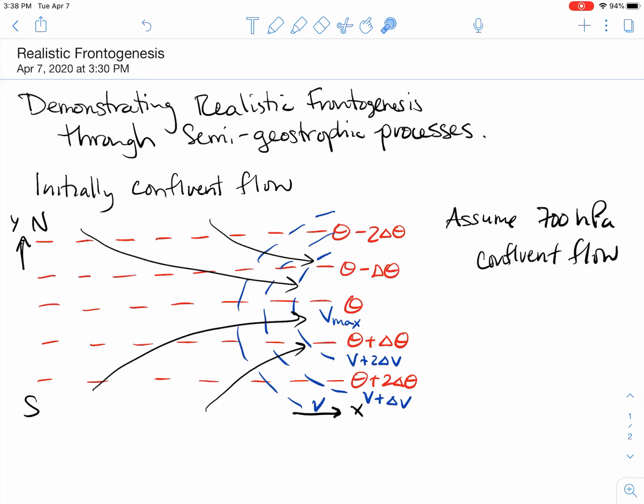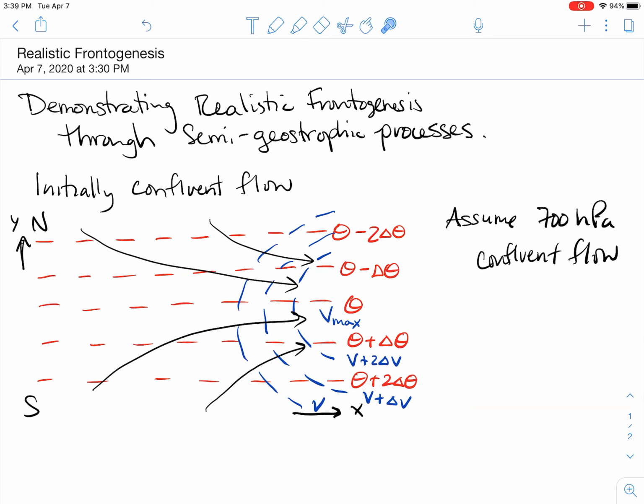We have our potential temperature in red, and the wind is maximized here over on the right-hand side in our typical X and Y coordinates. And so this is the initial 700 confluent flow. Where we're going to go now is we are going to ask, how does this change a cross-section as we go through time?